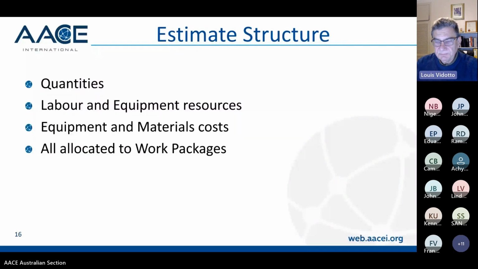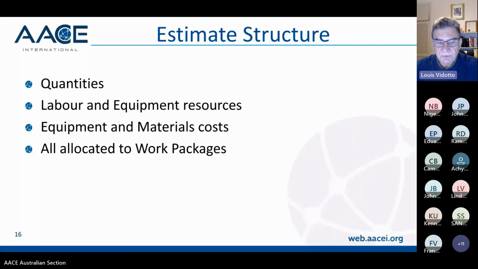Next one, please, Cam. So what does your estimate structure look like? It really has to be based on quantities by a code of accounts, which is your facilities and commodities. It has to identify labour and equipment resources, labour cost and labour hours, direct labour hours, equipment and material costs, and all allocated to work packages. And the reason for that is that different parts of the organisation or the team need that information.